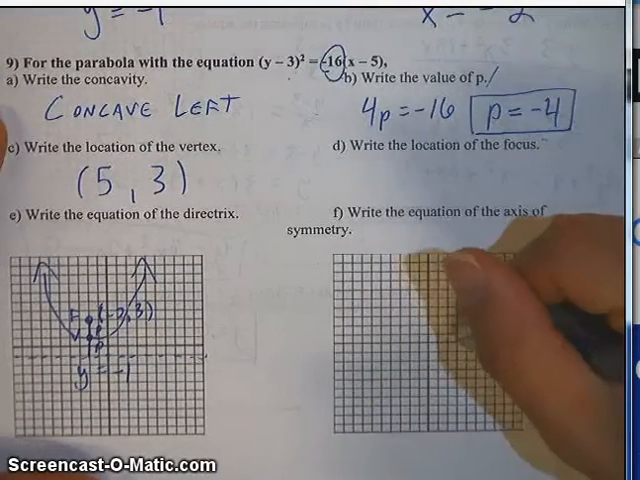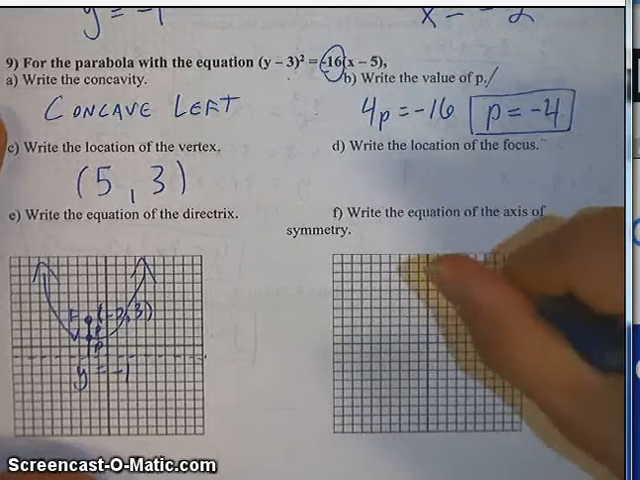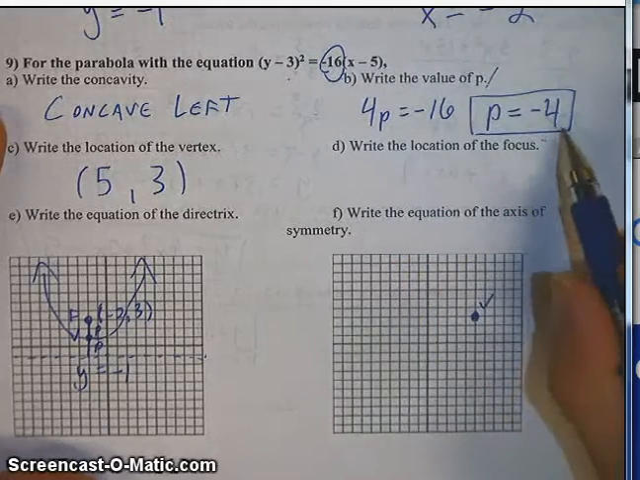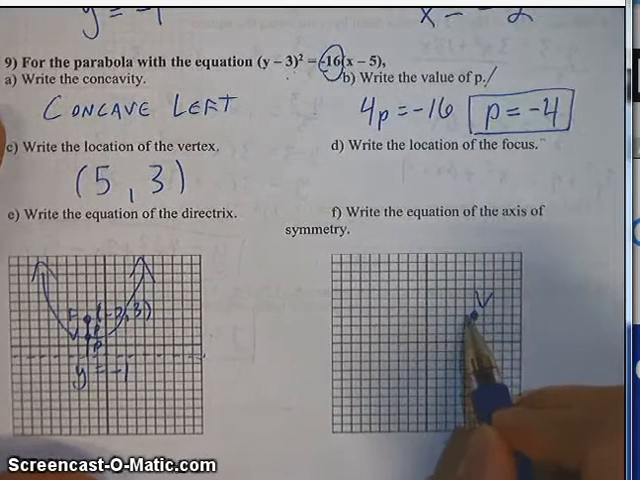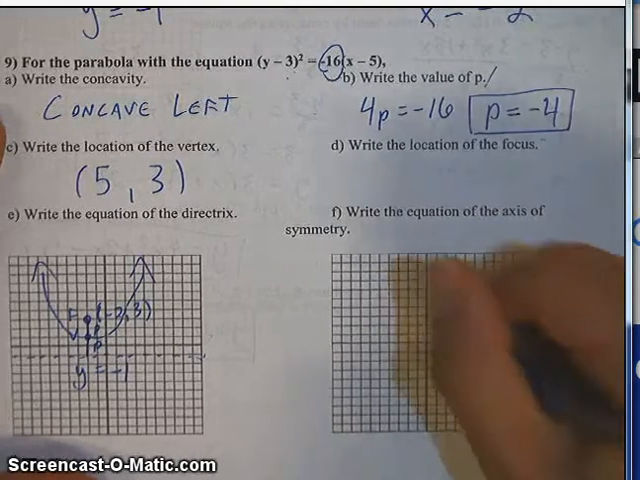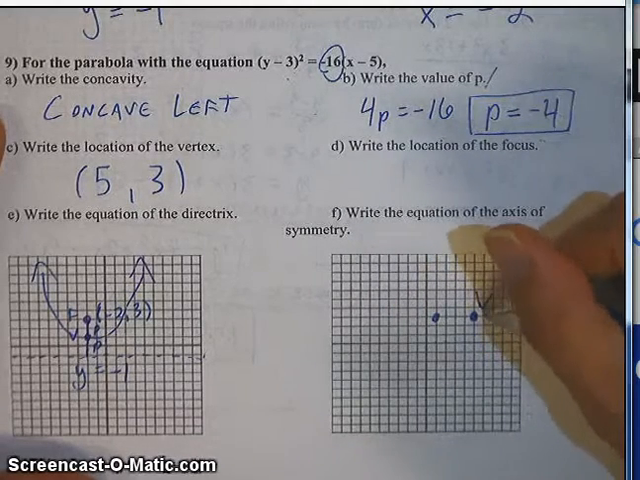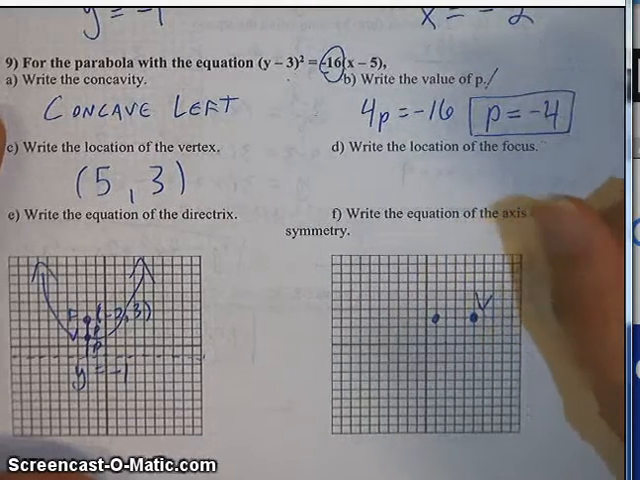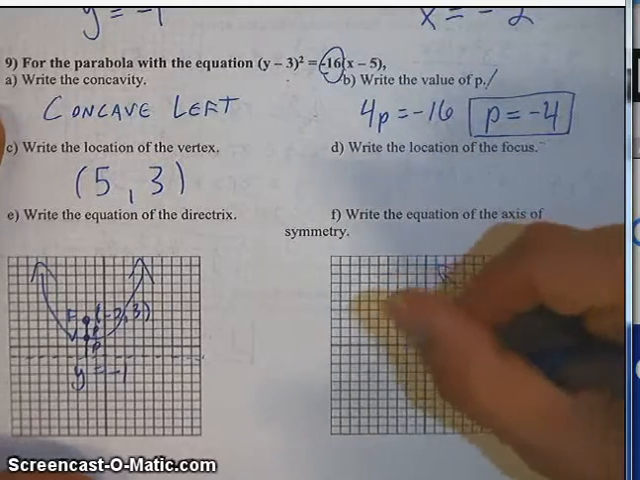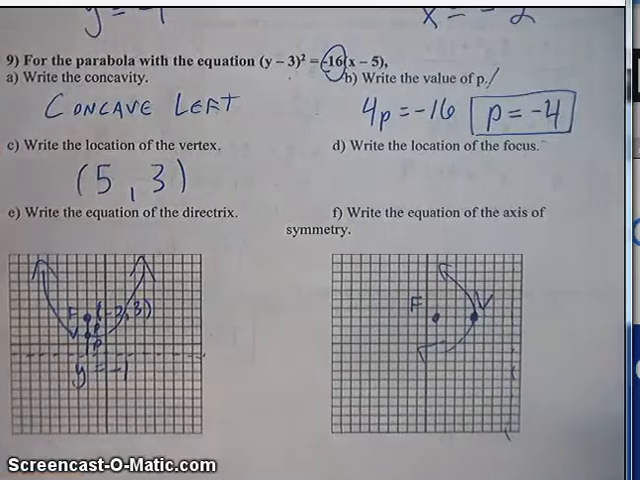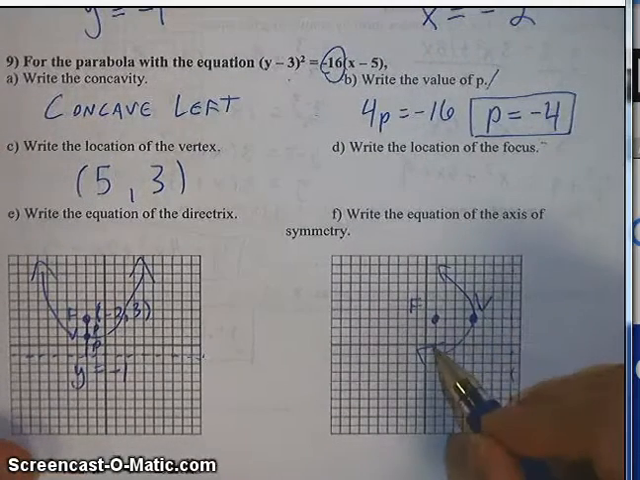All right, so let's just start putting down some of the stuff we know here. We know 1, 2, 3, 4, 5, up 1, 2, 3 for the vertex. And I know my p-value is -4, which means that my focus is going to be to the left for 1, 2, 3, 4. And my directrix is going to be to the right for 1, 2, 3, 4. So this thing kind of looks something like this. And now we just simply need to identify those points. The location of the vertex looks to be at 1, 3.